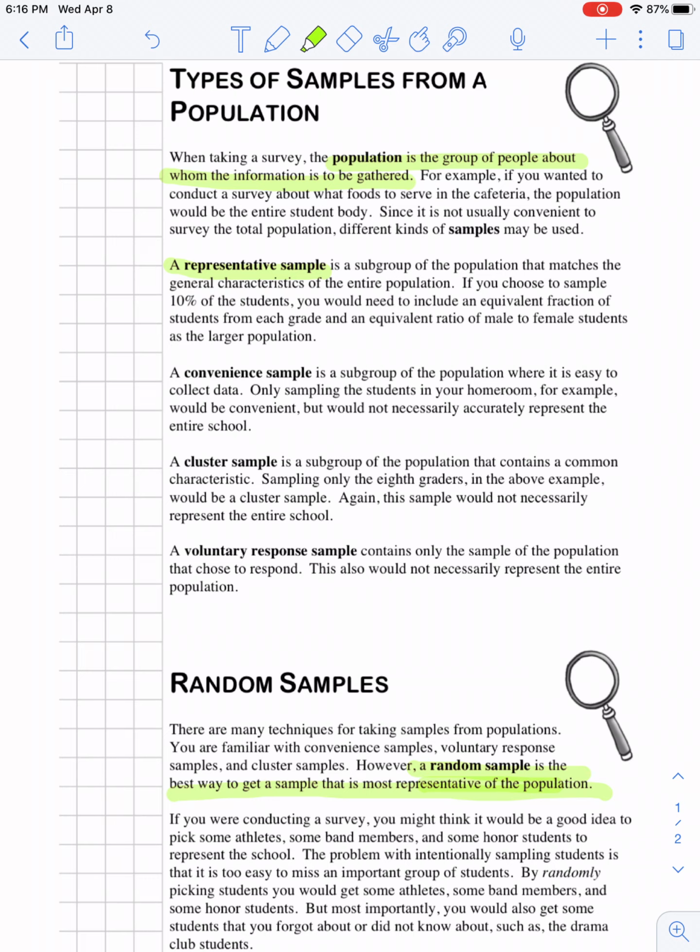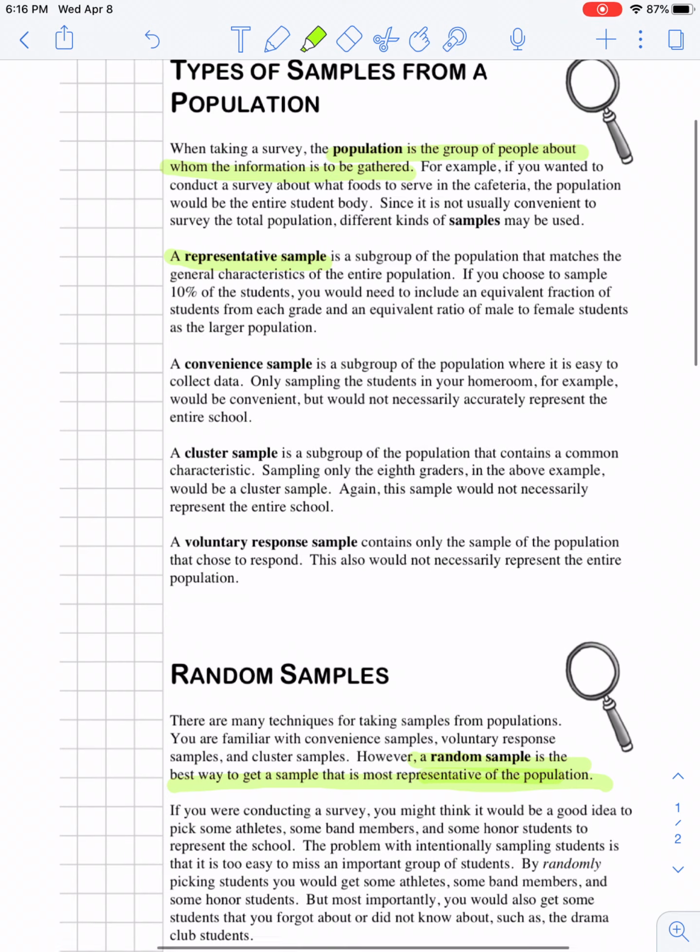So you would want to have a representative sample, which is a subgroup of the population that matches the general characteristics of the entire population to survey. Okay, so you would not survey all 1,000 students in the building. You would come up with some way of surveying them. So you could have one person stand at the front door, one person stand at the back door, and you could survey every fifth person coming in the morning. Or you could stand outside the lunch periods and randomly pull every sixth person that walks by you.